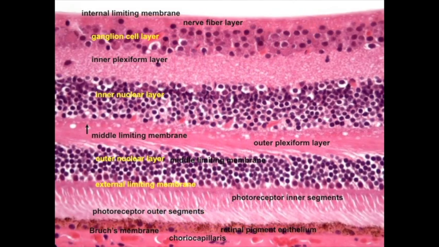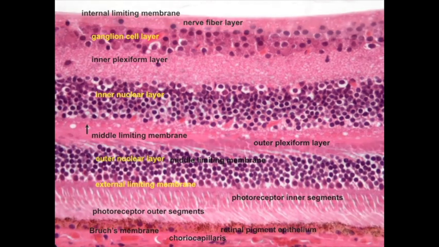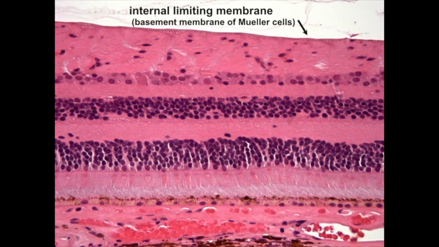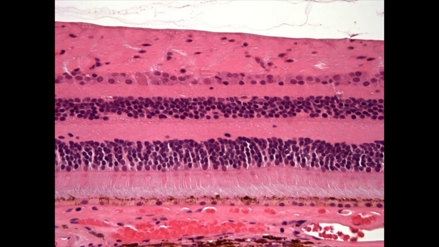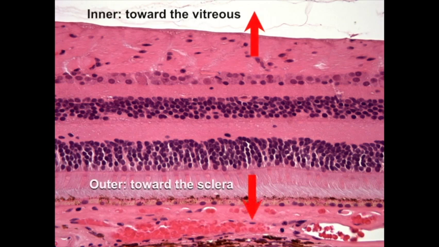The layers of the posterior retina are shown in this photomicrograph. The inner layers include the internal limiting membrane, or basement membrane of the Mueller cells, the nerve fiber layer composed of ganglion cell axons, and the ganglion cell layer. Retinal layers located toward the vitreous are called inner. Layers located toward the sclera are called outer.